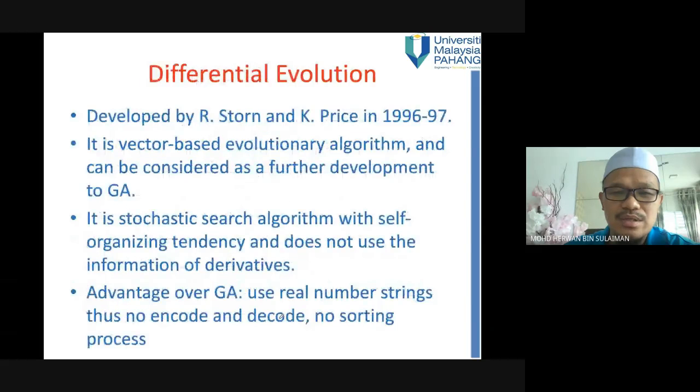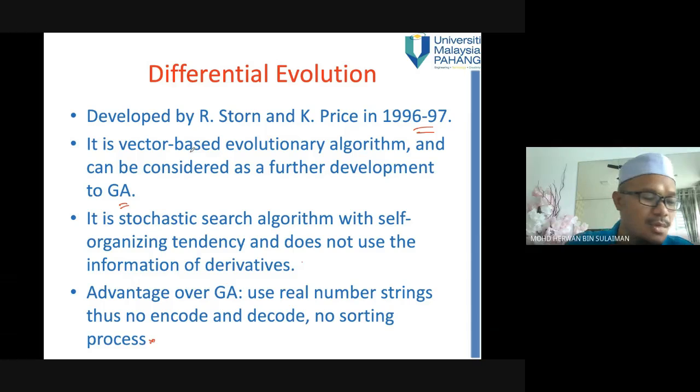So let's take a look at differential evolution. Basically, differential evolution was developed by Storn and Price in 1996-97. It is based on evolutionary algorithm and can be considered a further development of GA. It is a stochastic search algorithm with self-organizing tendency and does not use derivative information. The advantage over GA is that it uses real-number strings, so there is no encode and decode, and there is no sorting process.